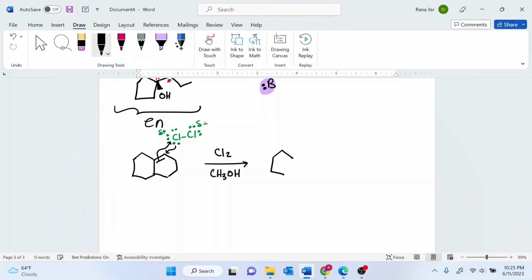And the cyclic chlorinium ion, let's go ahead and make a CH3 over here. Here you go. So you're going to form your cyclic chlorinium ion, and the cyclic chlorinium ion can either be on the top, plus it can be at the back.